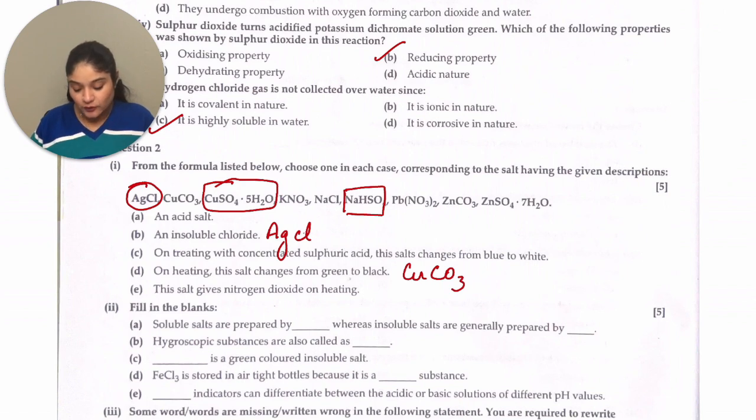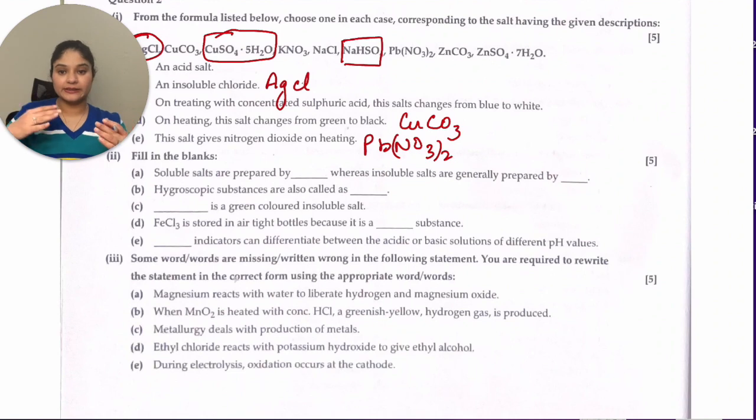This salt gives nitrogen dioxide on heating. So nitrogen dioxide, that means NO2. So you should be having a nitrate, that you heat that nitrate, it decomposes to give you nitrogen dioxide. So if you look at your options and you look for nitrate, you have two nitrates. You have potassium nitrate and lead nitrate. So your answer should be lead nitrate, Pb(NO3)2.